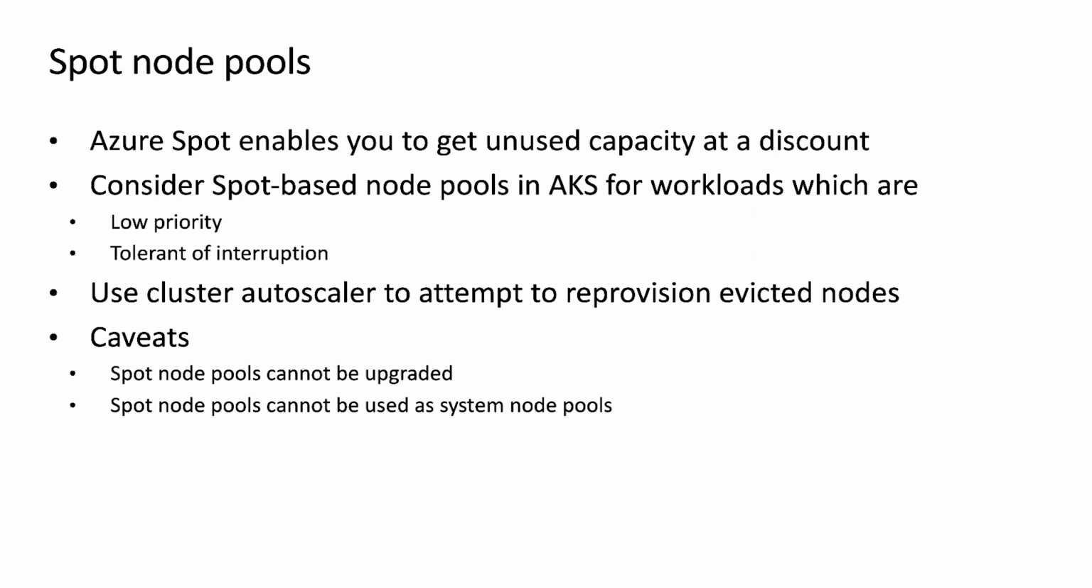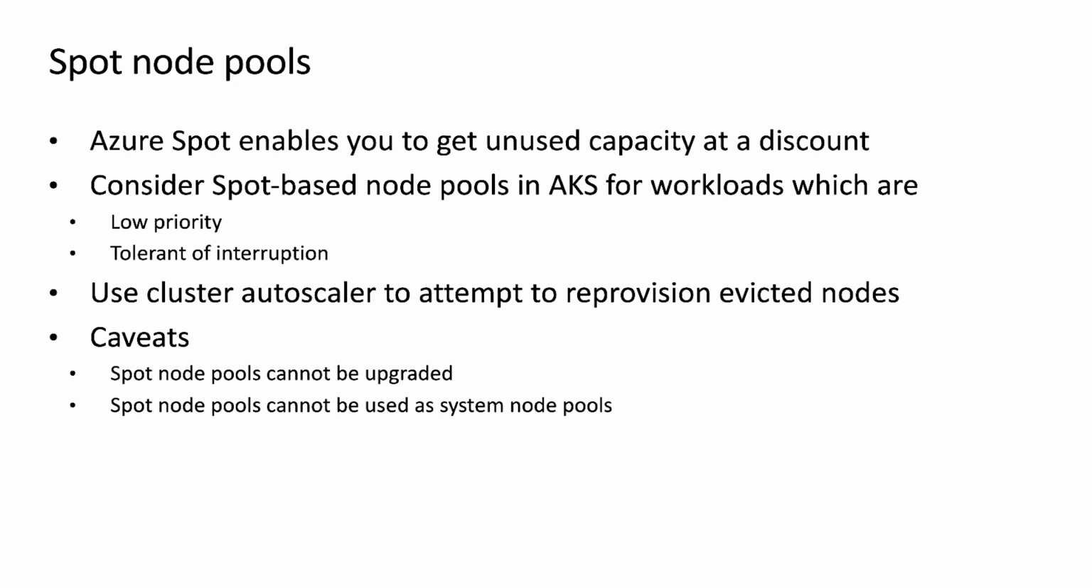We recommend that you associate the cluster autoscaler with a spot node pool such that if a node does get evicted based on capacity constraints, the Azure Fabric can attempt to redeploy it elsewhere within the environment, which will show up as just a new node within your node pool. And the autoscaler can manage that process for you.